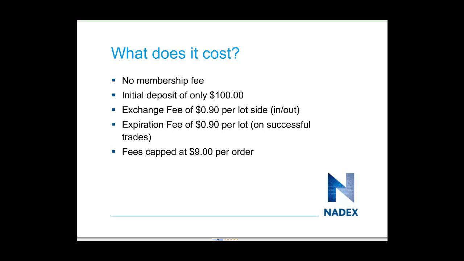So to become a member of Nadex, there's no membership fee, an initial deposit of only $100, because you can trade these contracts literally for 5, 10, 15 bucks. Pretty small exchange fees, 90 cents per side, in and out. If it goes to expiration, it's 90 cents if you made money. If you didn't, it didn't make. The fees are capped at $9 per order though. So if you're looking at trading 50 or 100, like for instance, there are guys that are trading 5 contracts of oil, will trade 50 contracts on Nadex to offset that. So basically that would still be $9 because they're capped at that level.